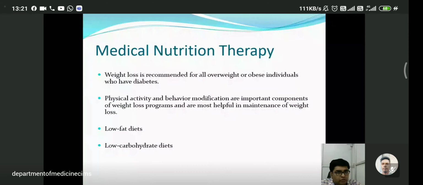Obese patients are advised to lose weight. Patients having a sedentary lifestyle are advised to do regular physical activity and behavior modification to lose their weight. Their diets are modified. They are advised to take low-fat diets and low-carbohydrate diets. And this is a part of medical nutrition therapy.